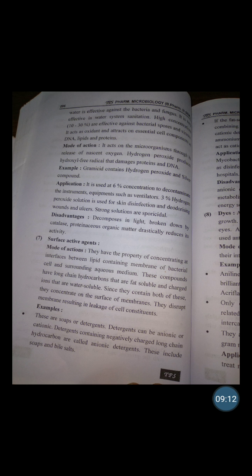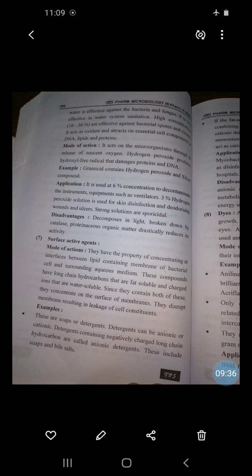Detergents can be anionic or cationic. Detergents containing negatively charged long chain hydrocarbons are called anionic detergents, and these include soap and bile salt. And if the fat soluble part is made to have a positive charge by combining with a quaternary nitrogen atom, it is called a cationic detergent.